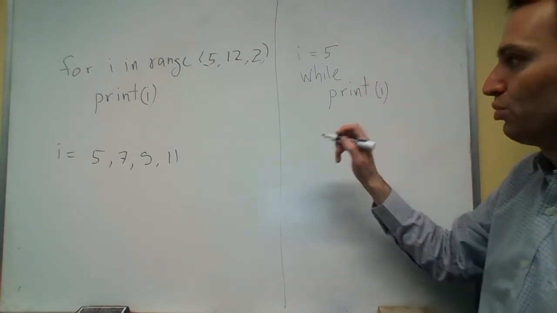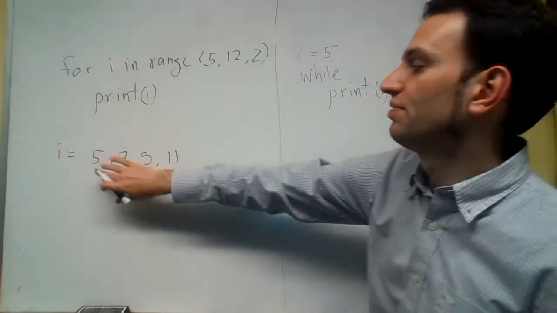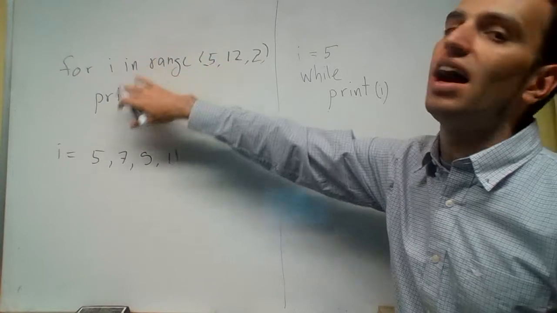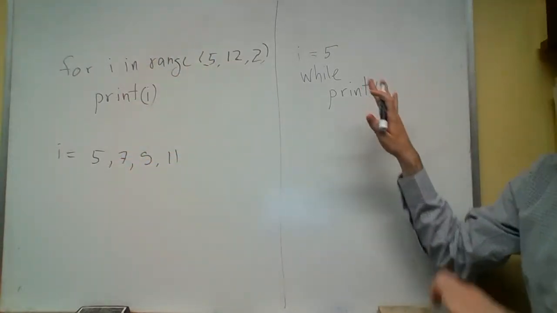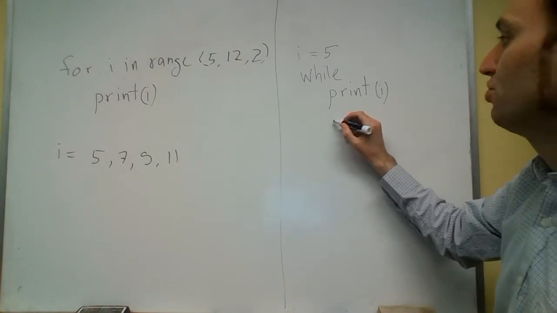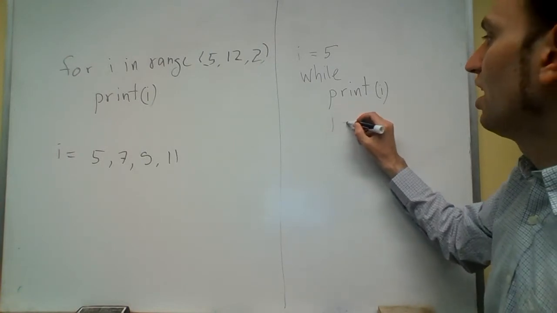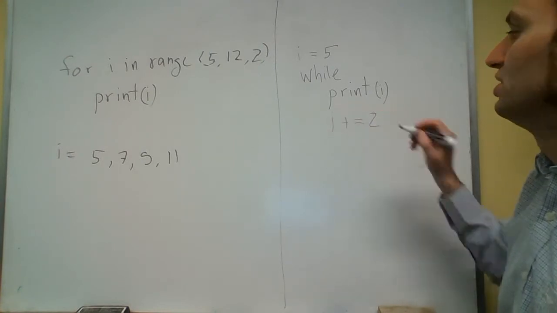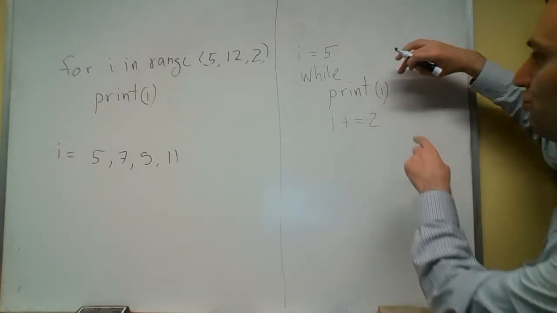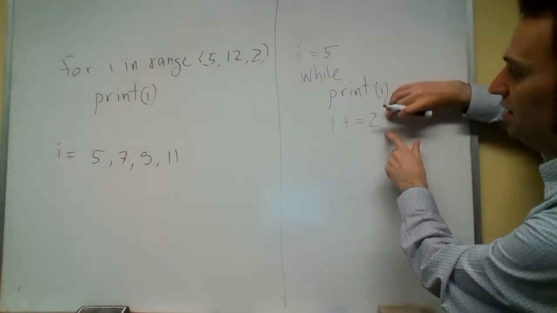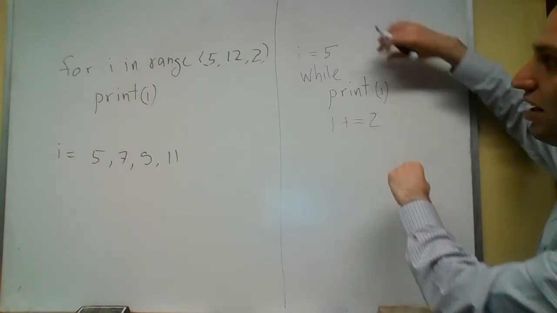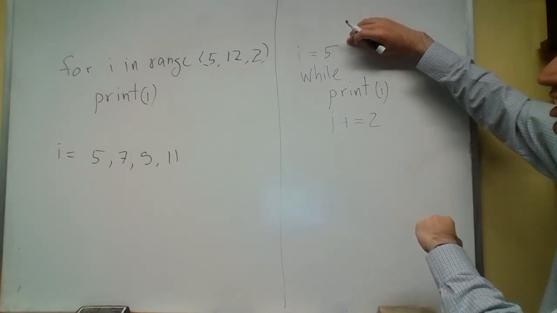Now I need to do one more thing, because here I is 5 and then 7 and then 9 and then 11. The for loop sets the I automatically. The while loop doesn't do anything to I by default. So I need to actually say increase I by 2. So here what I'm saying is repeatedly print I and then increase it by 2, and then print I and increase it by 2, and so on. And initially I is going to be 5.